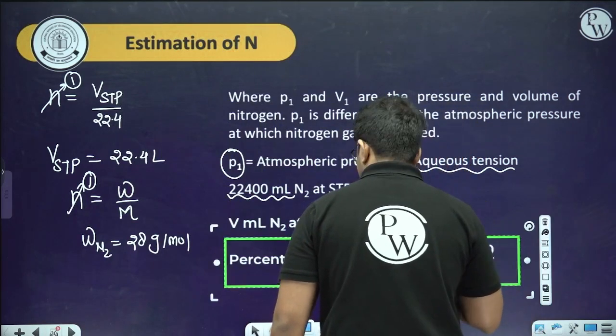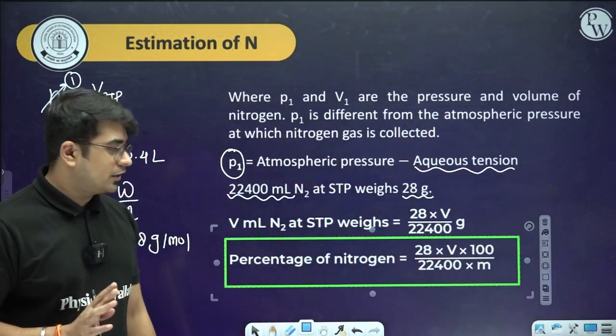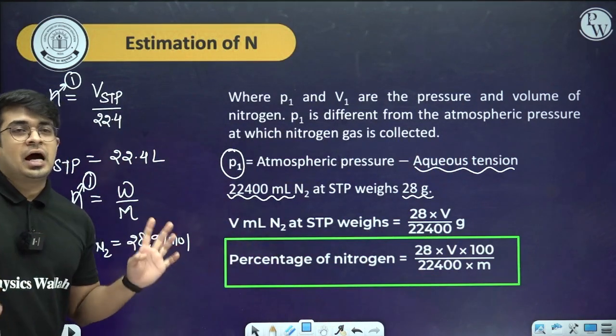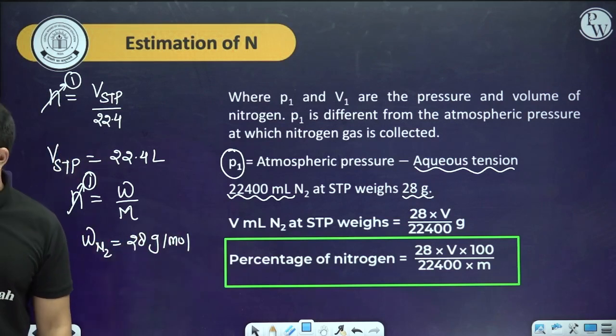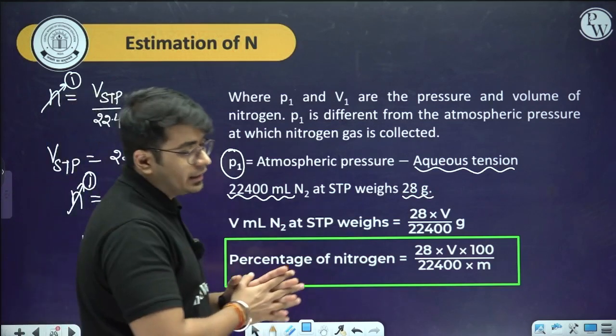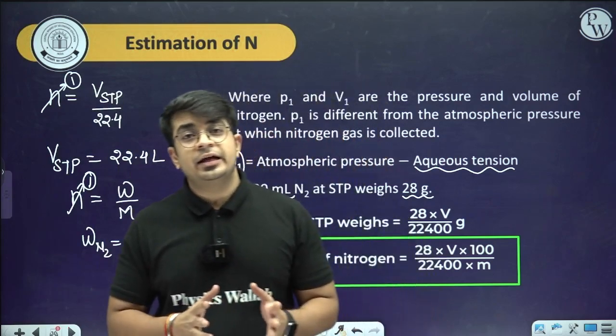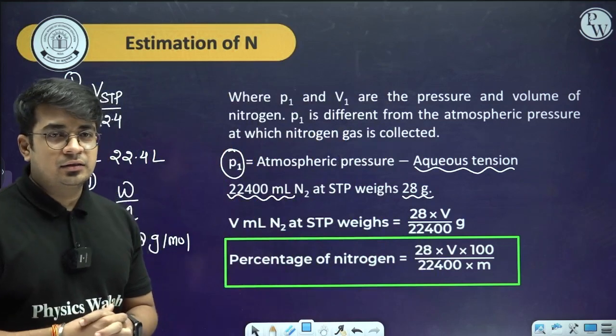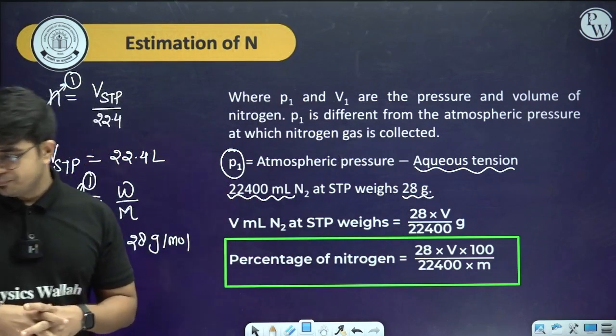You just have to remember the final formula. That's it, and that's how you can deal with the calculation in accordance with the Dumas method. I hope this part is clear. Just have a look at it, note down each and everything, and try to solve at least one or two questions. Okay? Just give me a minute.